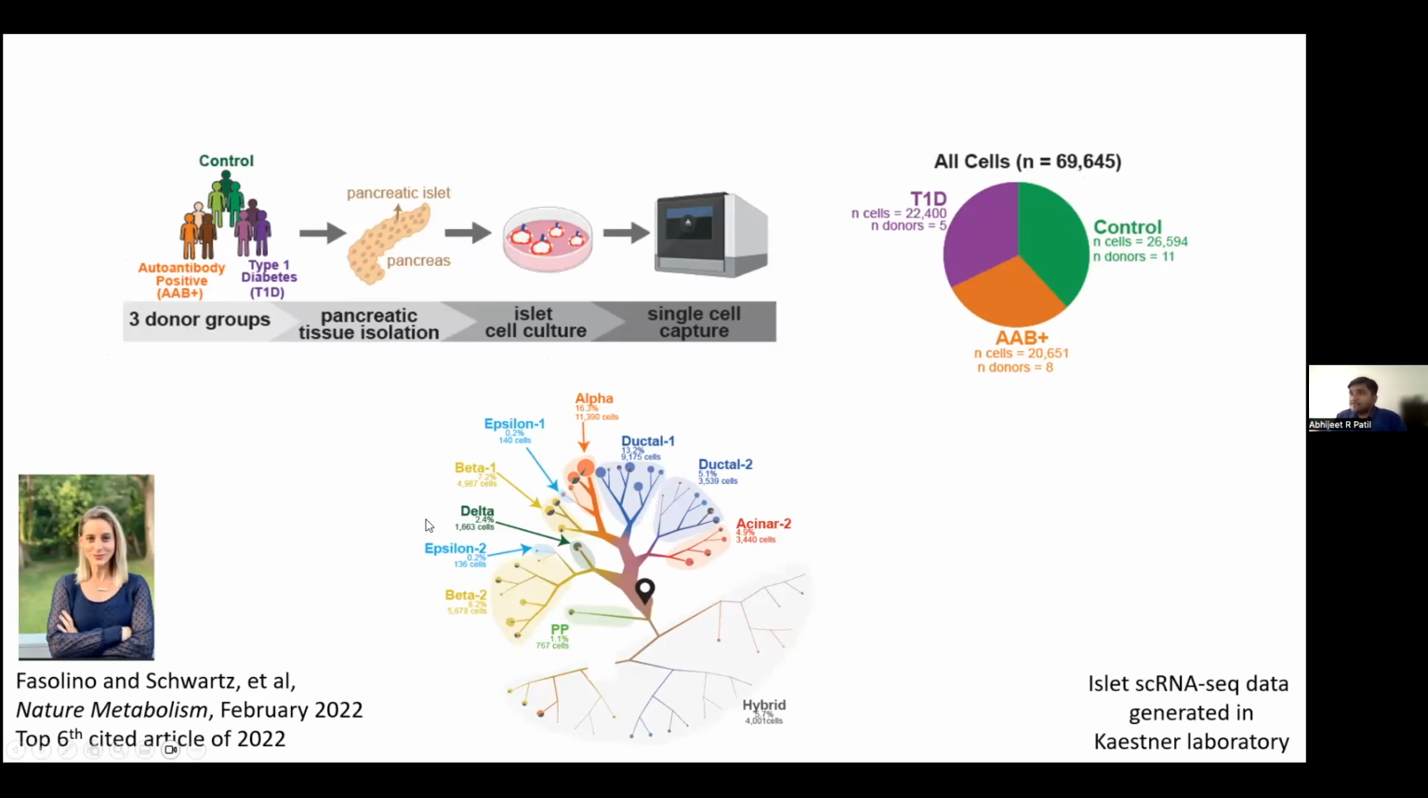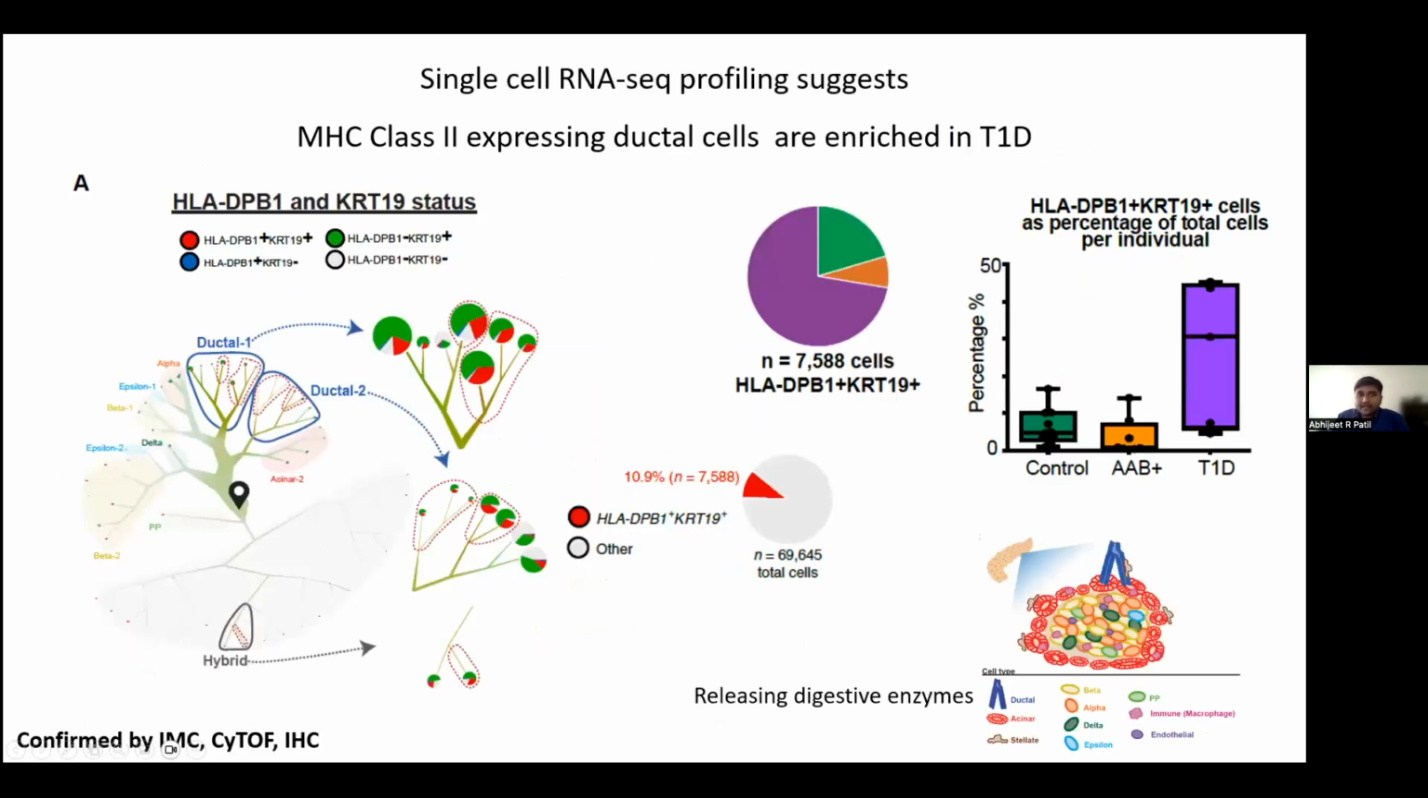And the cell annotation was performed using a method called, too many cells. And as we can see, all the major cell components found in pancreatic islets can be seen here. As I mentioned, this data was again generated by Kaestner Lab. The main important discovery here was that the major genetic susceptibility determinants of type 1 diabetes have been mapped to MHC class 2 genes.